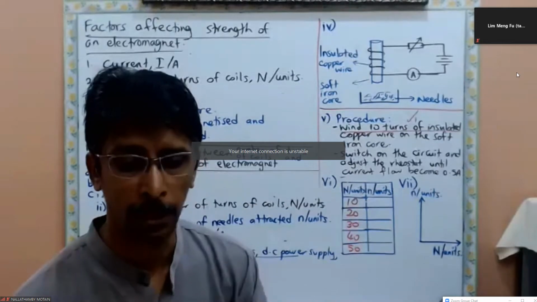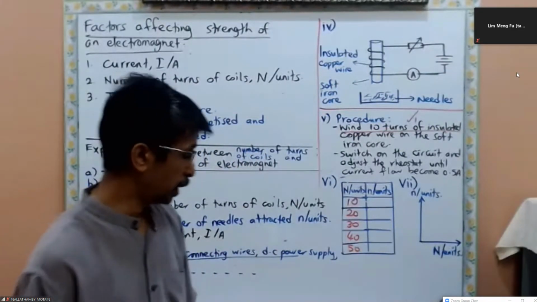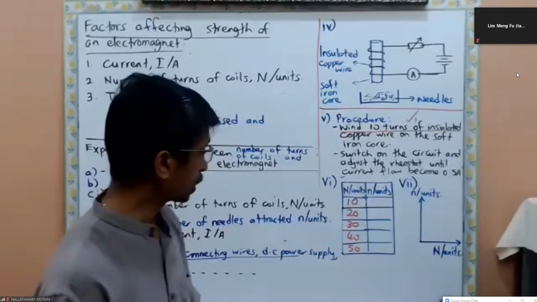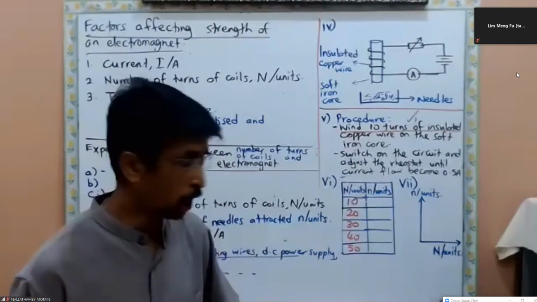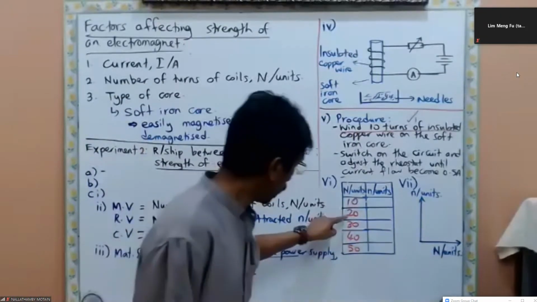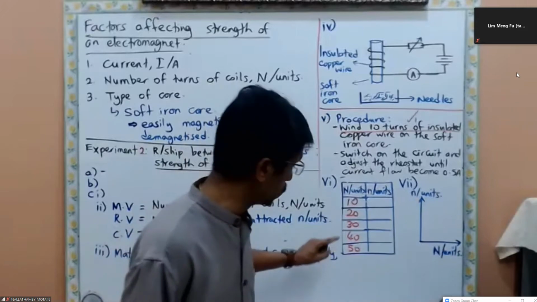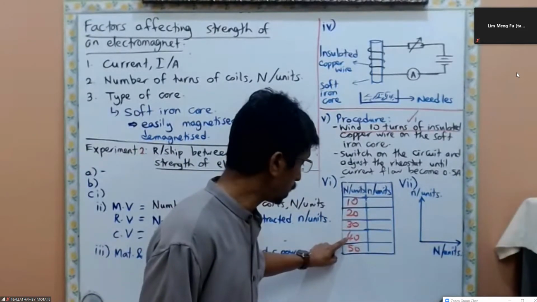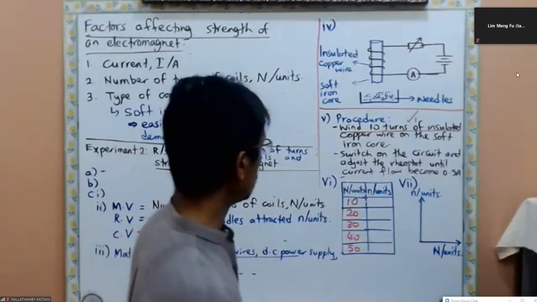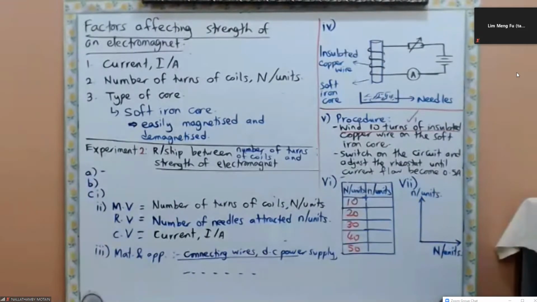Okay, then the next one is what? The last one: repeat the procedure above using 20 turns, 30 turns, 40 turns, and 50 turns of insulated copper wire.